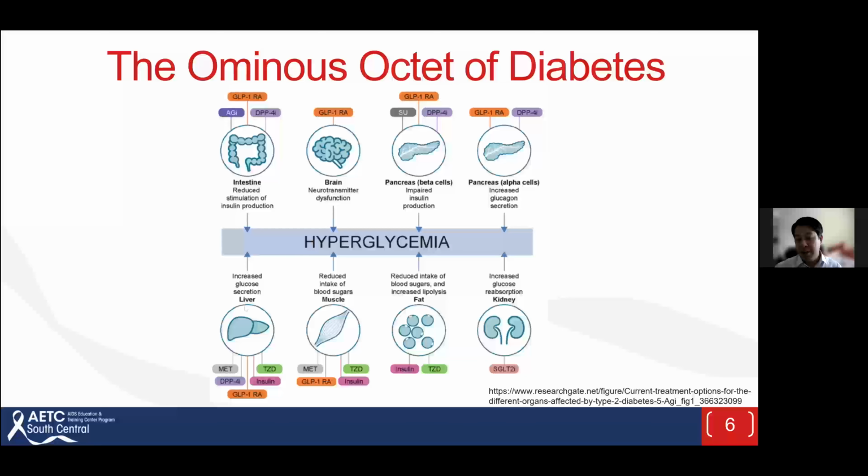And then finally, we've talked about how the liver works with this process. When you have all this other dysfunction going on, particularly with the pancreas, you also have dysfunction in the liver. The other thing, and we'll circle back around to this diagram, is you'll notice these abbreviations around the outside. These are actually the different drug classes that we can use that target these different dysfunctions going on in this ominous octet. So like I said, we'll circle back around to this slide.